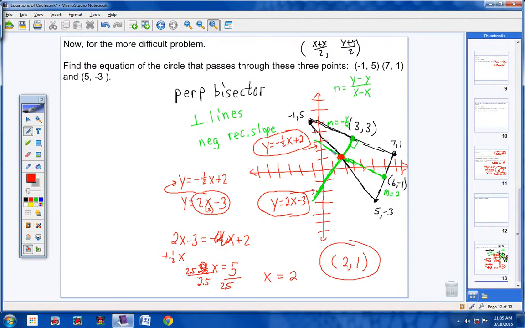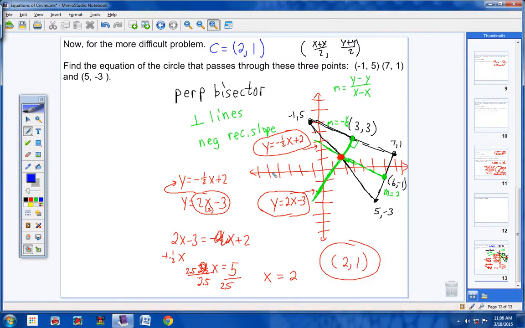This point right here is supposedly equidistant from this point here and this point here. So if it is, that's the center of your circle. We just found the point that's equidistant from all 3 points in the triangle. So you just found the center of your circle. Let's put it right up here in your notes. Center equals (2, 1). All right.